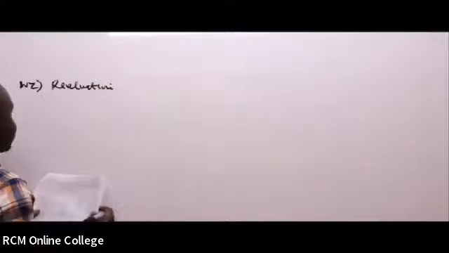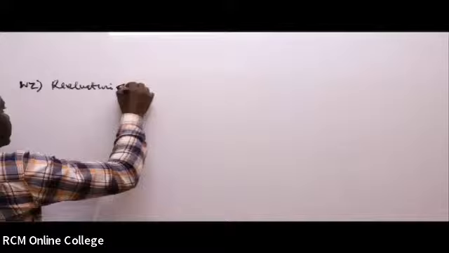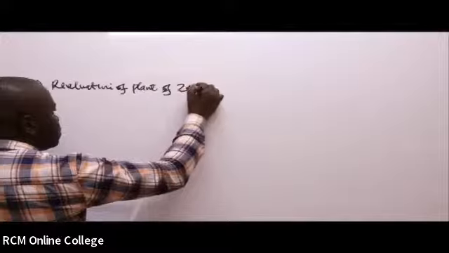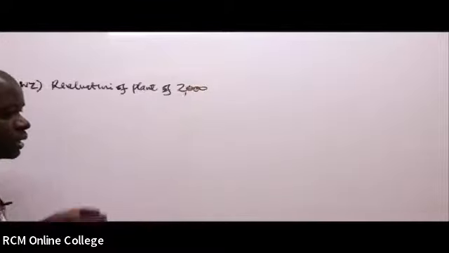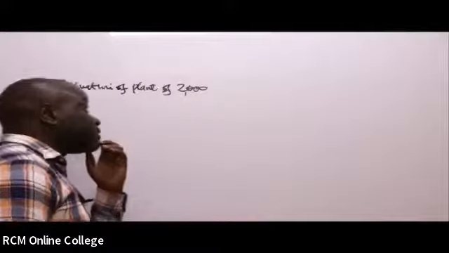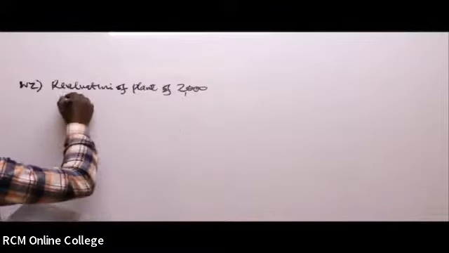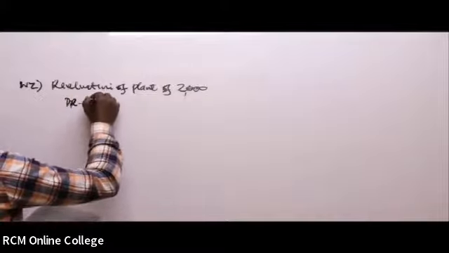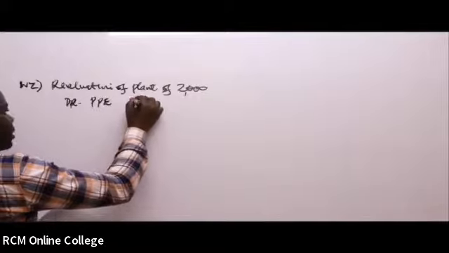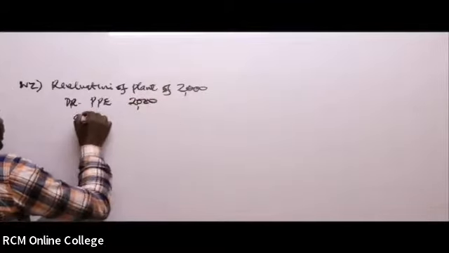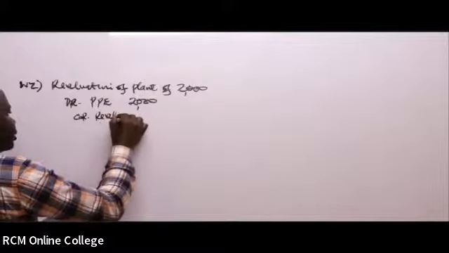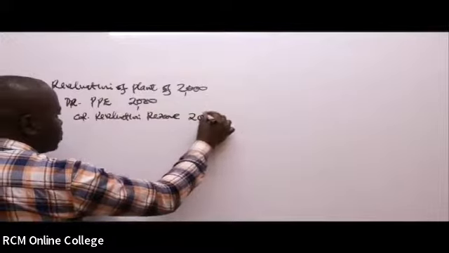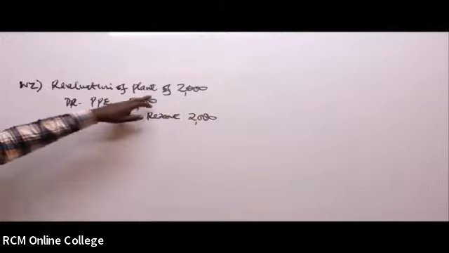In this case, we have a revaluation of plant of 2 million. So in any case, there's this kind of a revaluation. It means we will likely debit the property, plant, and equipment by the 2 million, and we will likely credit the revaluation reserve by the 2 million.